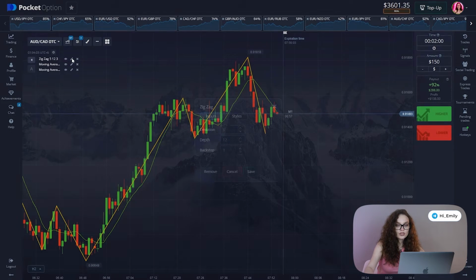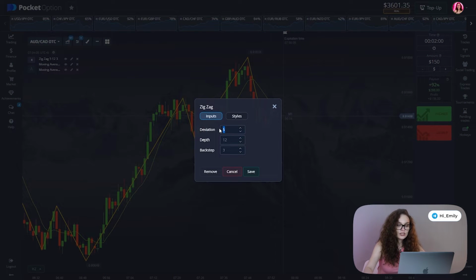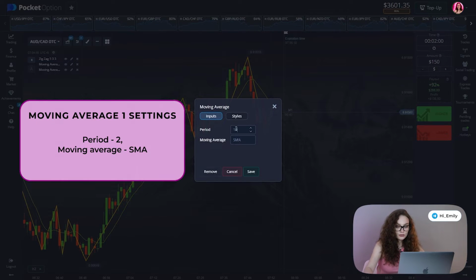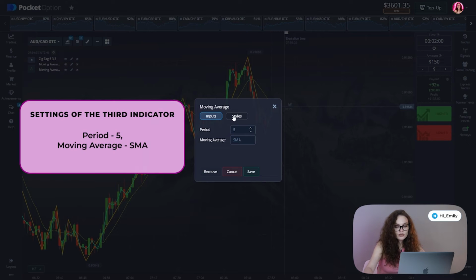Choose settings for the Zig Zag indicator. Deviation 5, step 3, track step 3, click Save. Next, select the settings for the first moving average indicator. Period 2, moving average SMA. Go to the settings of the second indicator. Period 5, moving average SMA. Don't forget to click Save.